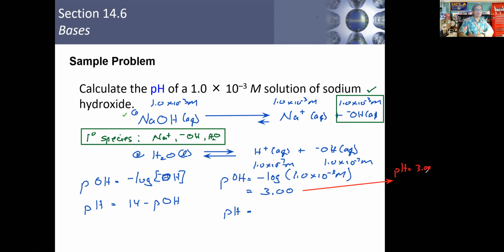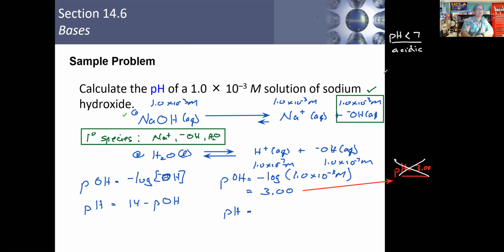Now, folks, don't get caught in this trap, because if you think about this, we have a basic solution. If you have a basic solution, the pH cannot be 3, because remember, if you have a pH that is less than 7, then you have an acidic solution. And here you have a pH of 3, that's less than 7. But this cannot be your answer, because this is a basic solution. A lot of people make this mistake because they forget that what we solved for here was not the pH, it was the pOH. So this cannot be your final answer.